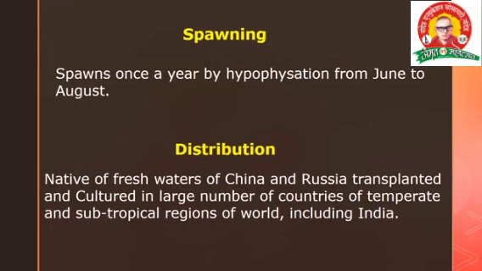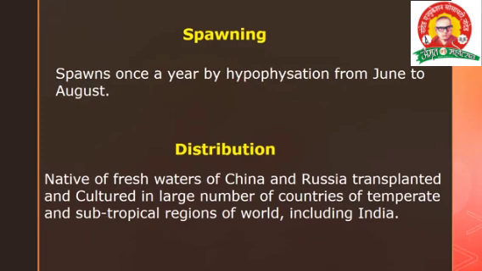Right. Then about the spawning. Spawning means nothing but the breeding season. Silver carp spawns once a year in India, and by hypophysation from June to August. Hypophysation means nothing but induced breeding. By artificial means also we can take the spawning or the breeding in hatcheries or in ponds or in the reservoir also.